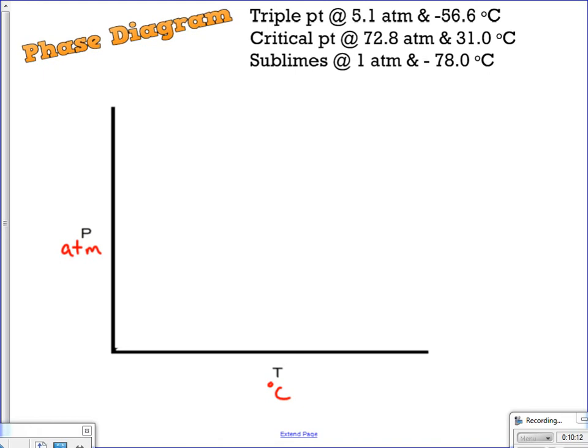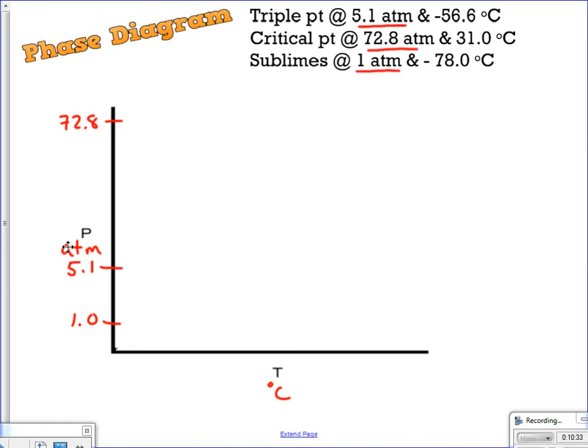So what I want to do is just kind of look at different points. The highest value here is 72.8. Okay, I'm just kind of looking at different ones here. This is 5.1. This is 1. It's not to scale. It was just what was given. So I have 72.8, 5.1, and 1.